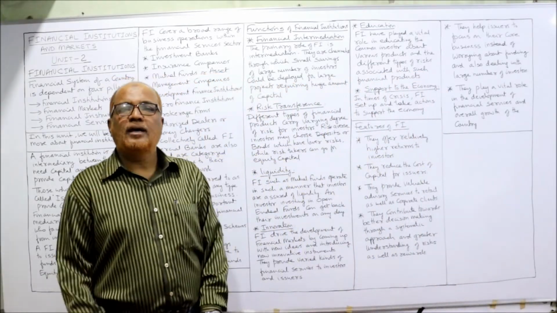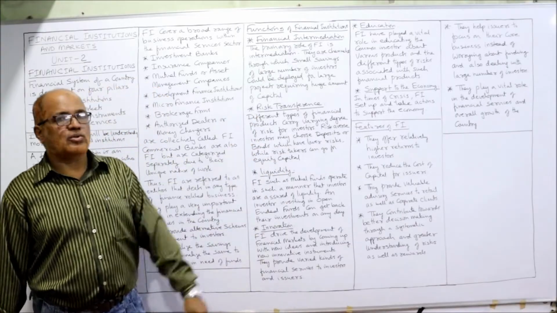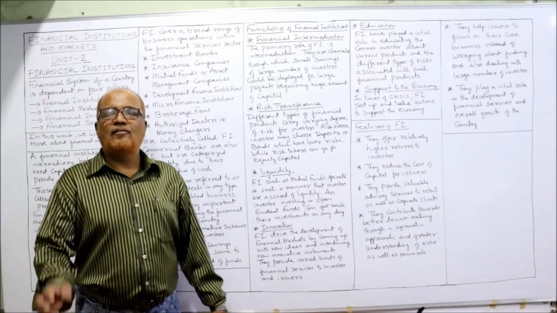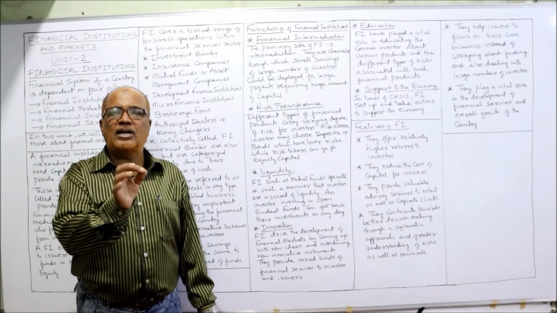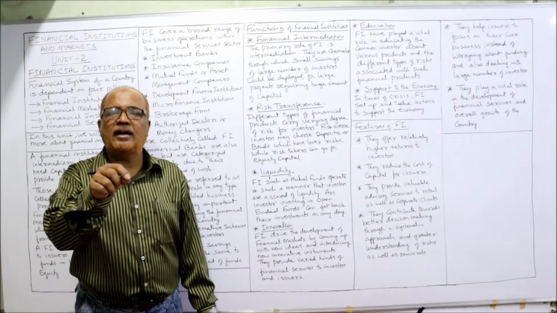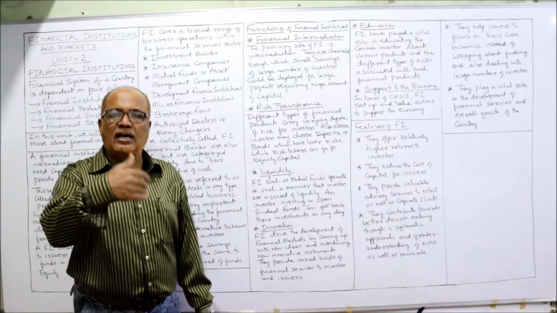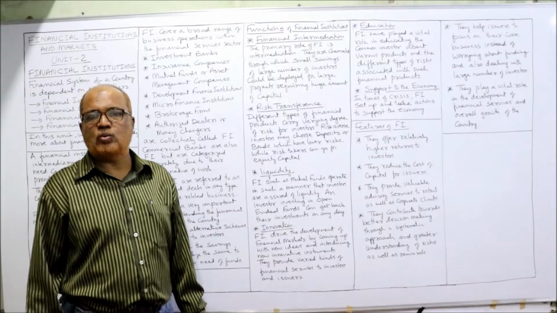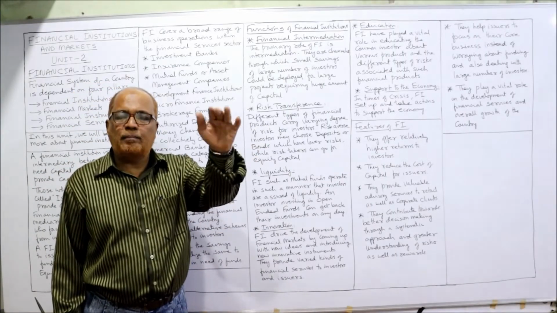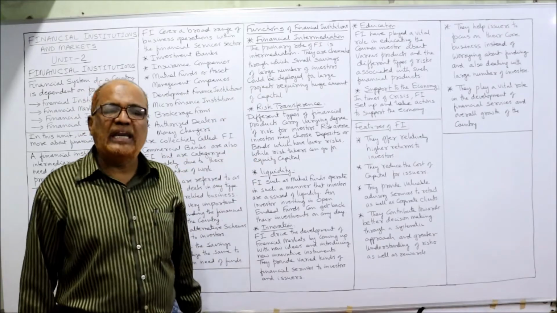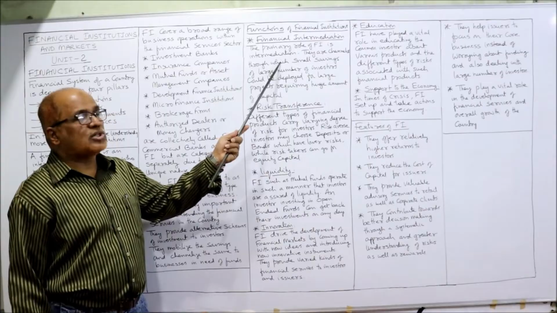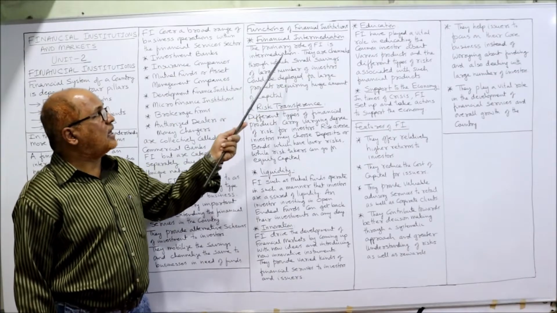Now, the functions of financial institutions. What are the functions financial institutions will play? First of all, financial intermediation. That means the financial institutions are the intermediary between the investors and the issuers, between the people who provide the funds and the people who need the funds. So the primary role of a financial institution is intermediation.